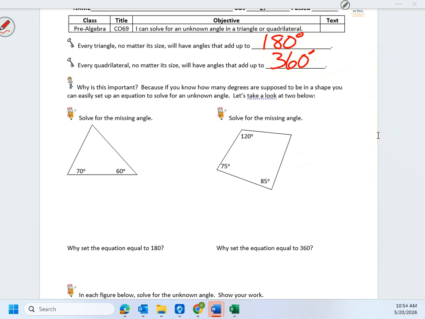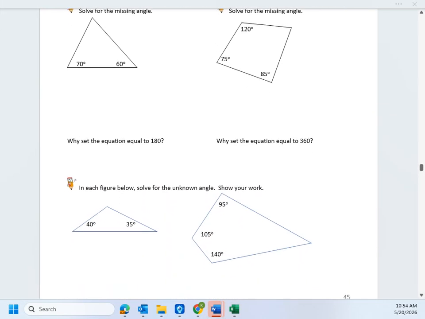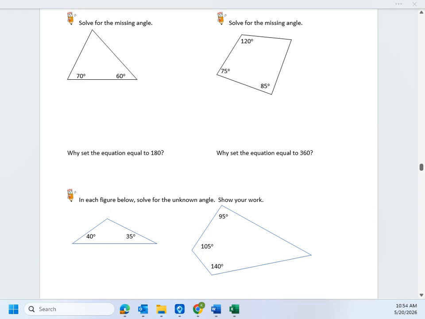Why is it important, you may ask? If you know how many degrees are supposed to be in a shape, you can easily set up an equation to solve for an unknown angle. Let's take a look at 2 below. Look at this first triangle. How can we figure out what our missing degree is?